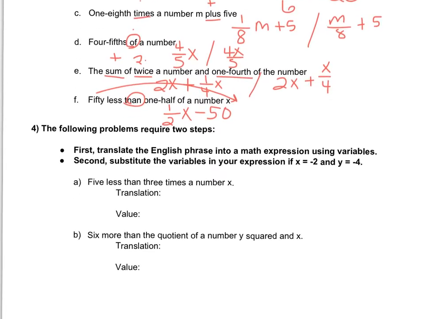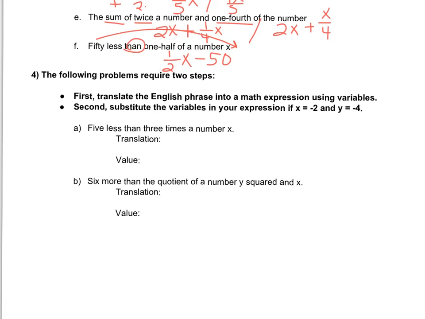So if we keep going, if we look at these problems, example 4, it says first translate the expression and then substitute the variables if x is negative 2 and y is negative 4. So it says 5 less than 3 times the number x. So I see the word than, so 5 comes all the way to the end. So 3 times the number x, so that's going to be 3x and then minus 5.